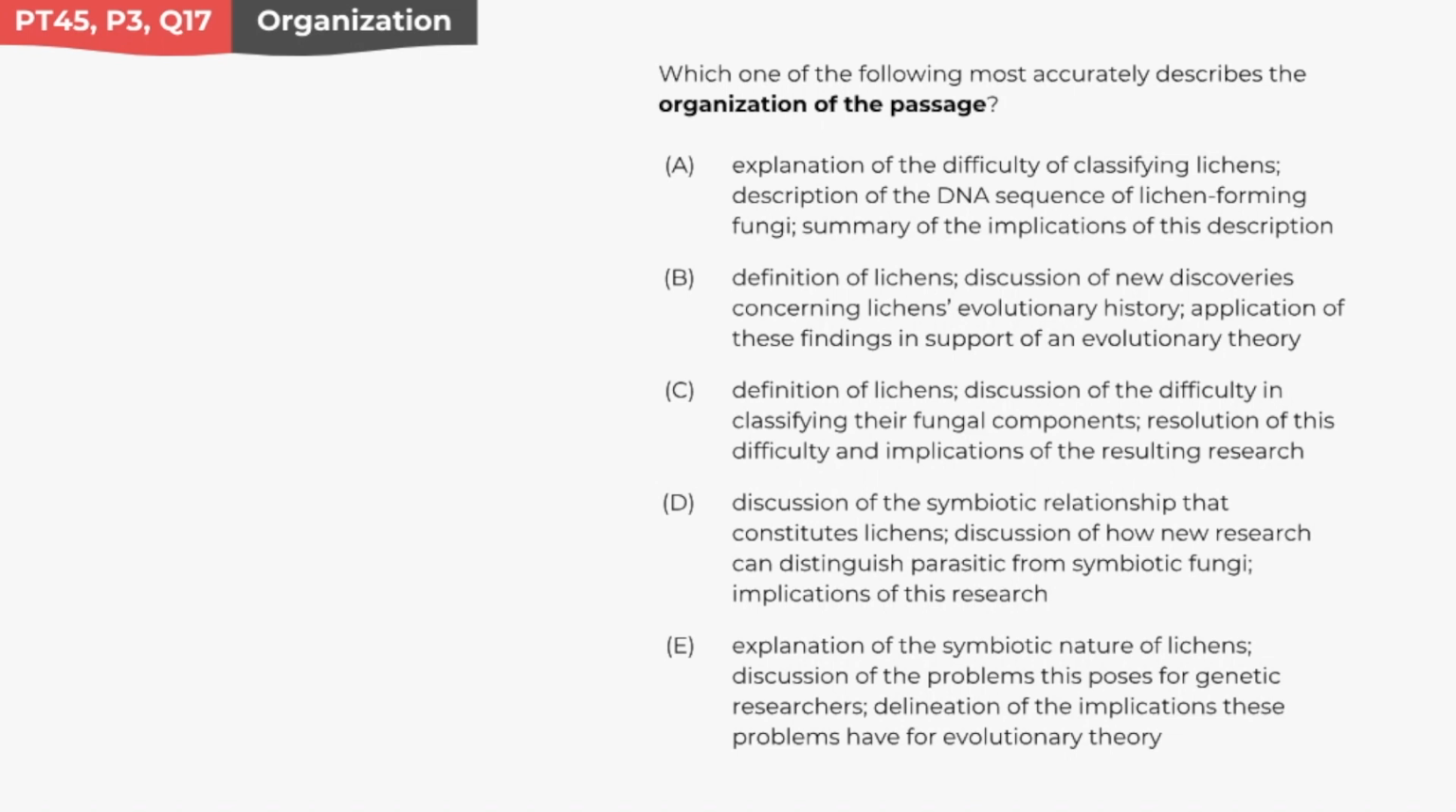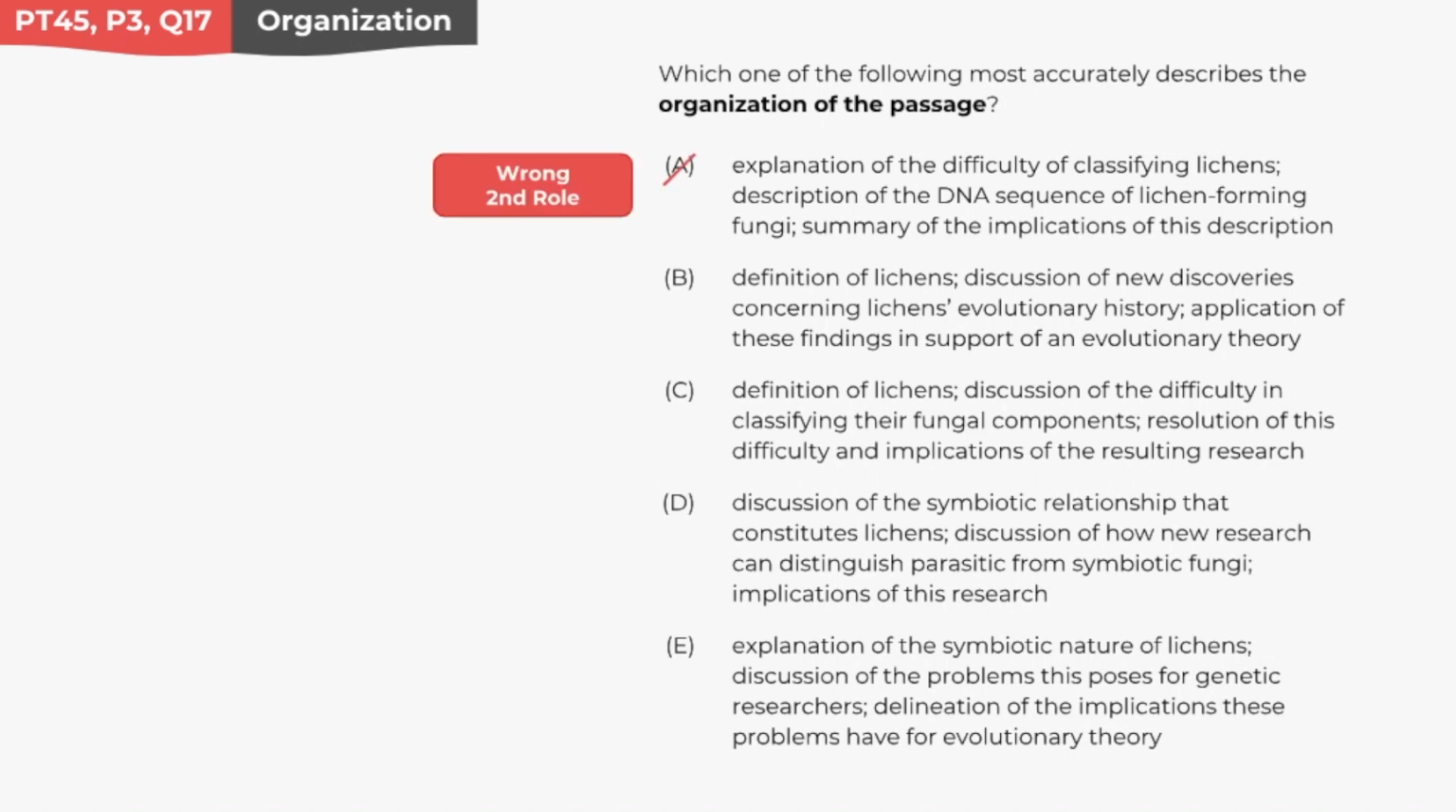Okay, welcome back. So answer choice A says an explanation of the difficulty of classifying lichens, which we do get, not till the second paragraph, but that's true. We do get an explanation of the difficulty of classifying lichens. Description of the DNA sequence of lichen-forming fungi. I don't think we actually got a description of the DNA sequence. So that seems off. And then a summary of the implications. Answer choice A is pretty good, except for that second part. That second claim has the wrong role. So let's get rid of it.